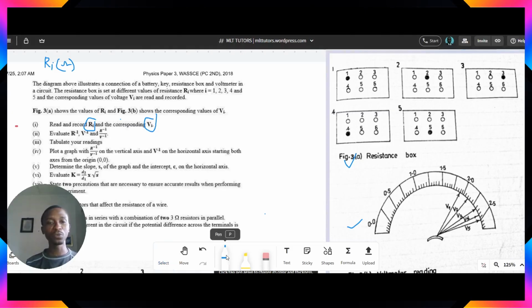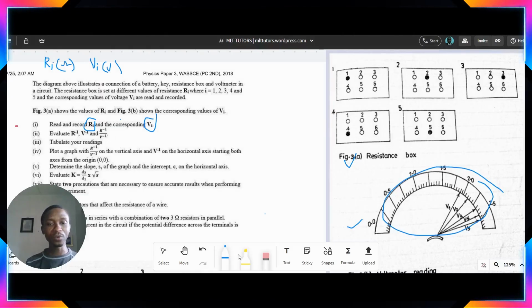Then also we are supposed to read the corresponding value of the voltage. So that will be Vi, and that will be in volts. Voltage is in volts. And we also have the values of the voltage here on figure 3B. So we are done with Roman figure 1 of the question.